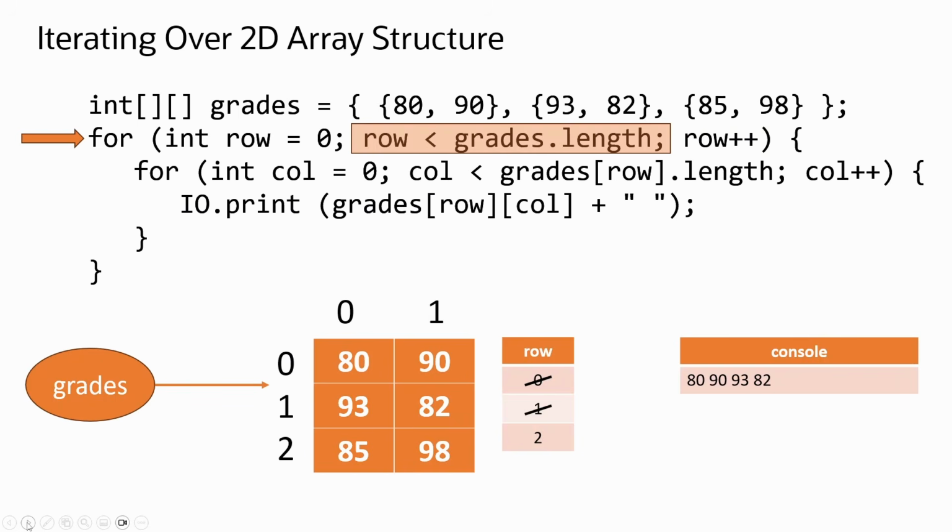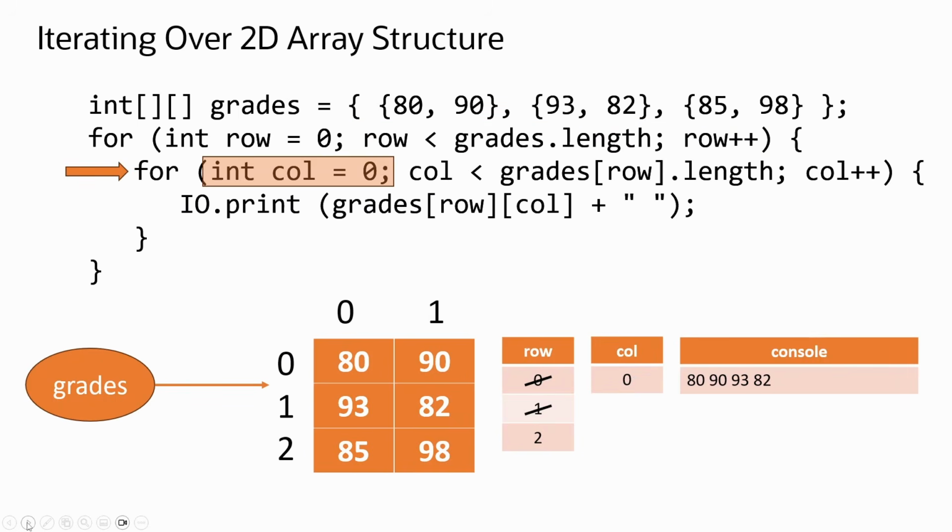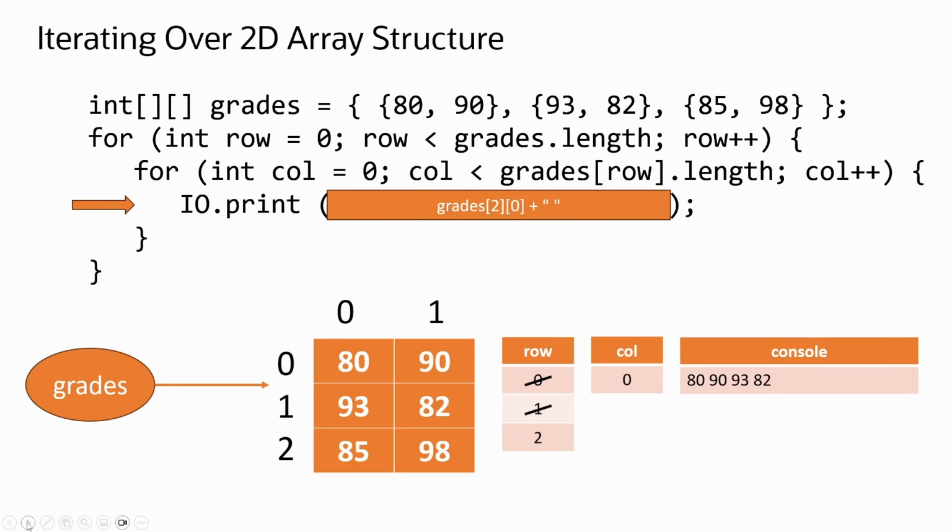Row is going to go to 2. Is 2 less than 3? It is, and so we're going to continue again. We're going to create col all over again at 0. We're going to do the check. Is 0 less than 2? It is, and we're going to print out grades at 2, 0, which is 85.